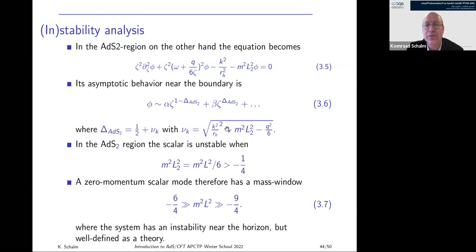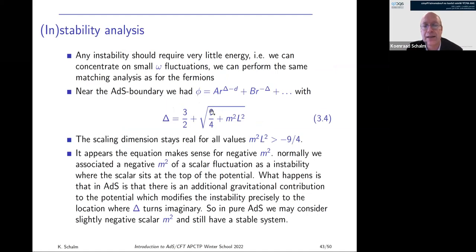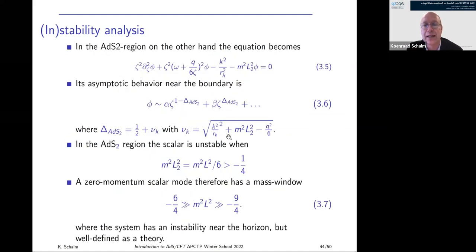Now let's take the case where k is 0, and take a homogeneous insulator. Then you see that in the AdS region, the scalar is unstable if m²L² over 6 is... I'm missing a quarter here in my story. I'm sorry about that. There should be a d²/4 here. And it's larger than m²L²/6 being larger than -1/4. What I'm missing is the equivalent of this 9/4 term in this expression.